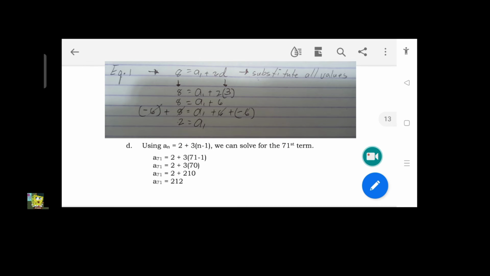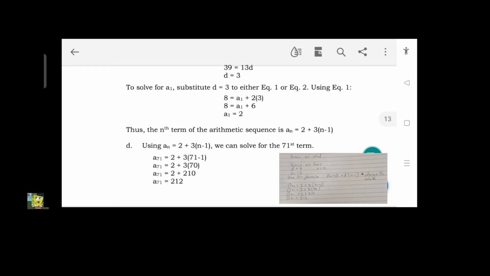Thus, the nth term of the arithmetic sequence is a sub n equals 2 plus 3 times quantity n minus 1. It's from the formula a sub n equals a sub 1 plus d times quantity n minus 1, because we got the value of a sub 1 equals 2, and the common difference is equal to 3. Solution letter D. A sub n equals 2 plus 3 times quantity n minus 1 is our nth term.